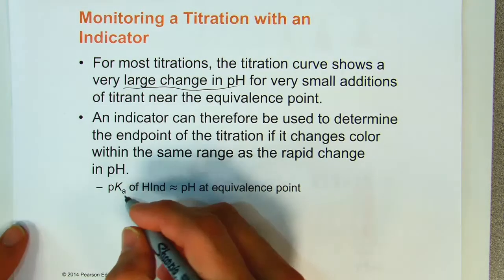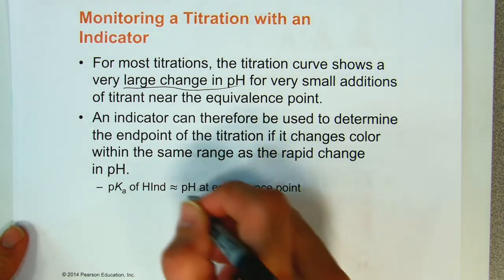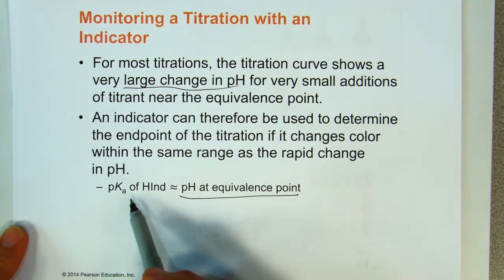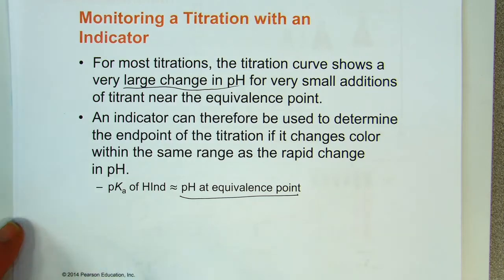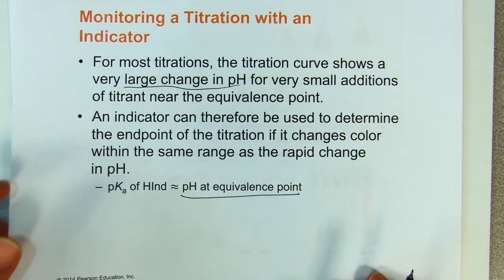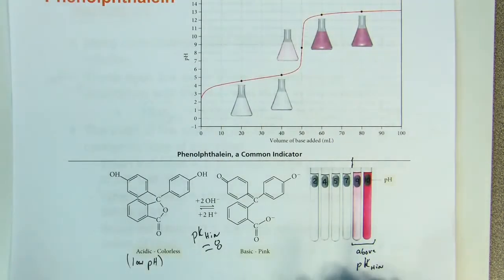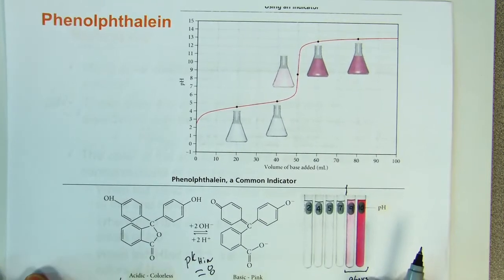We want to estimate what the pH at our equivalence point will be, and basically match that to the pKHIn. And if you successfully do that, you can use an indicator to signal the endpoint or equivalence point of a titration. To give you an example of that, let's go back to this slide about phenolphthalein that we were talking about earlier, okay?